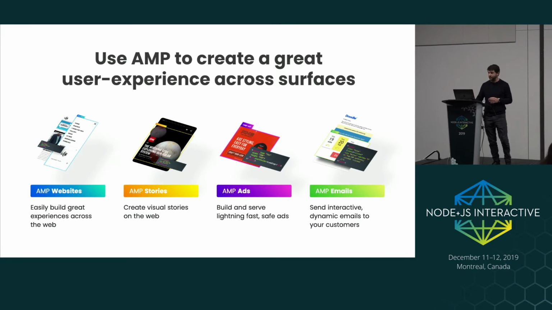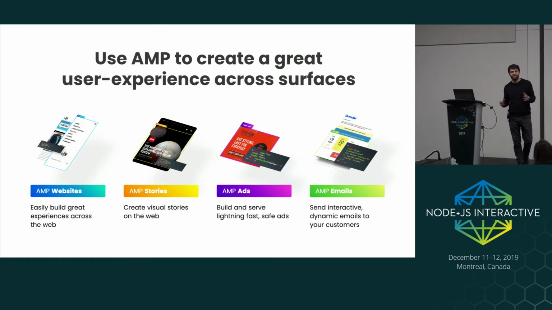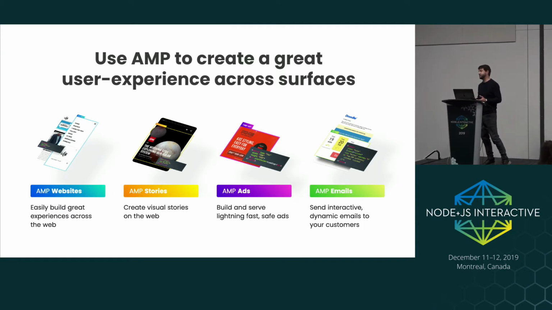If you're using AMP, you can also use it across many different surfaces. So the surfaces that Ben kind of briefly touched on, you can make websites using AMP technologies. You can make stories, which are rich visual storytelling tools. You can make advertisements that use the same AMP runtime and cache as documents. And you can also create interactive emails. Interactive emails is fairly new and I think also very interesting.